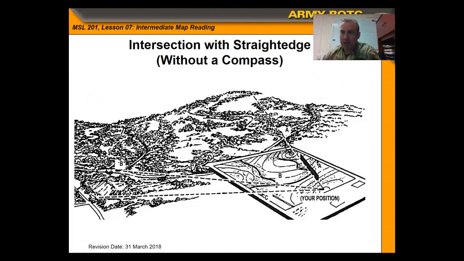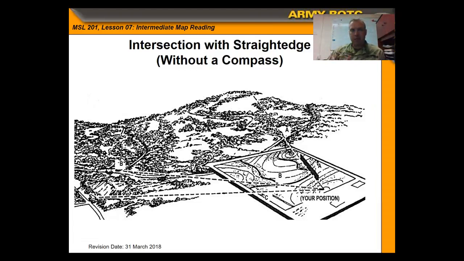Anyway, that was your regular intersection method using the compass. So this is intersection with a straight edge without a compass. This is a little interesting, not very commonly used, obviously, because we almost always have a compass with us. But if you are without a compass, this is one way to try and find the location of an unknown object or an unknown target.